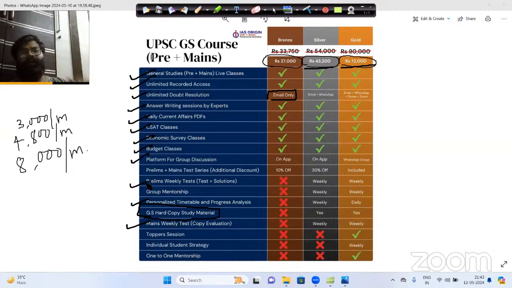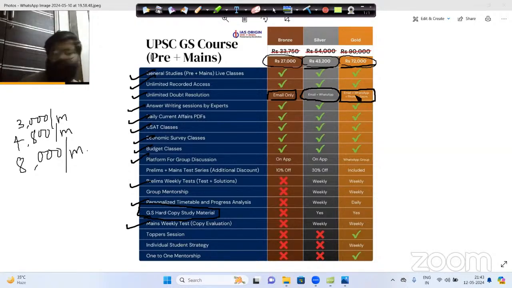Because when we come to the doubt resolution scenario, in the bronze batch your doubts are solved only through email, but in the silver batch they will be solved through email and WhatsApp. But let us look at this. If you join the IAS Origin gold batch, your doubt resolution will be there through emails, WhatsApp, phone calls, and Zoom video call.